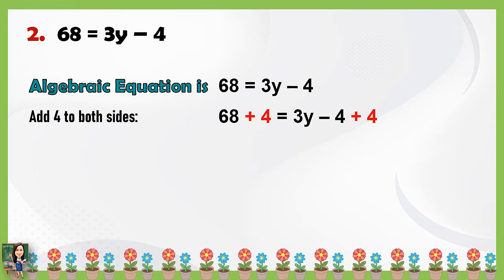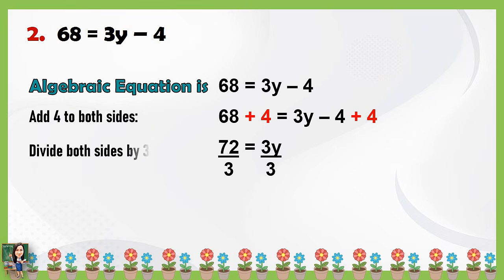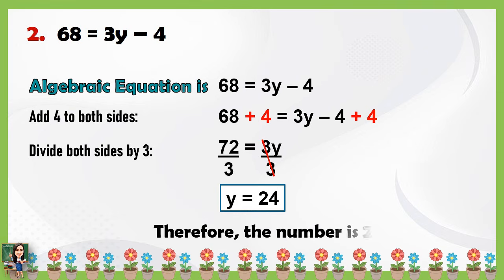And that is 68 plus 4 equals 3y minus 4 plus 4. Then 68 plus 4 equals 72. Then negative 4 plus 4 equals 0. The remaining is 3y. Divide both sides by 3. Cancel 3y over 3. 72 divided by 3 equals 24. The answer is y equals 24. Therefore, the number is 24.